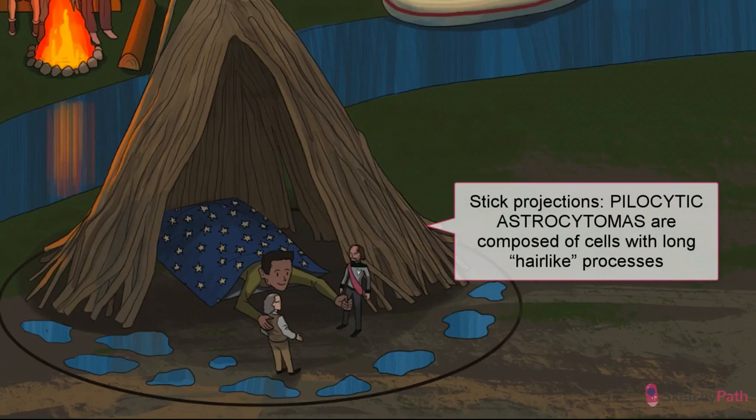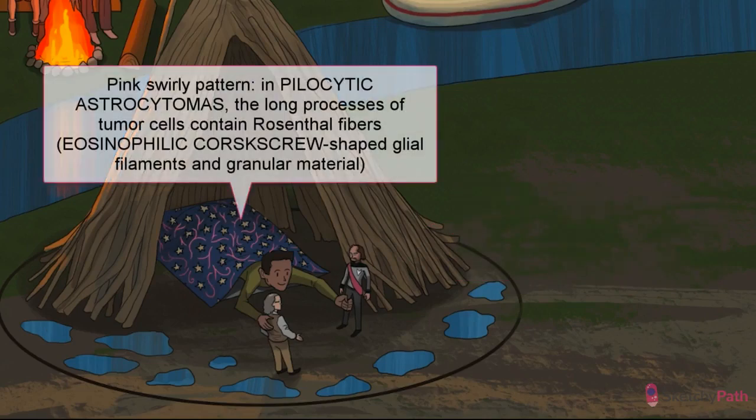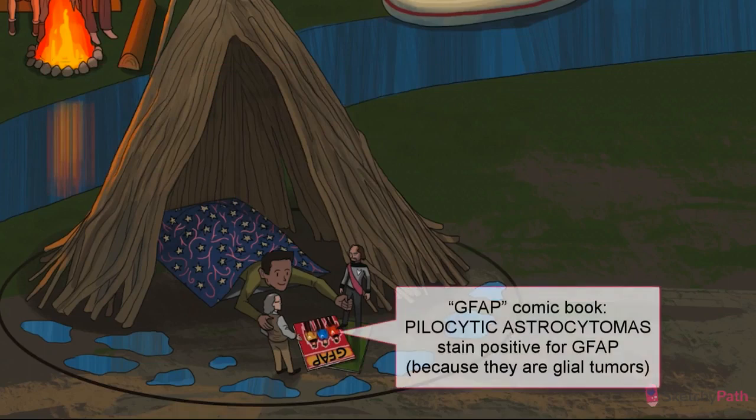Suffice it to say that these cells have long processes that extend out to earn both the hair-like and star-like comparisons. A characteristic histological finding in pilocytic astrocytomas is Rosenthal fibers, which are brightly eosinophilic, corkscrew-shaped glial filaments and granular material filling the long processes of tumor cells. Since pilocytic astrocytomas are of glial origin, they stain positively for GFAP, just like their astrocytic adult counterparts.